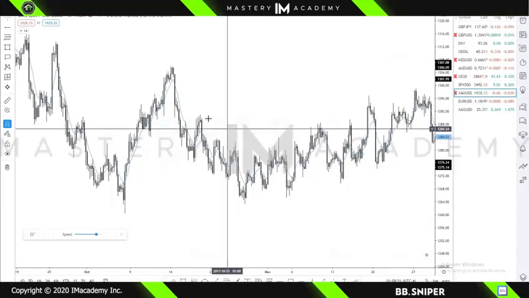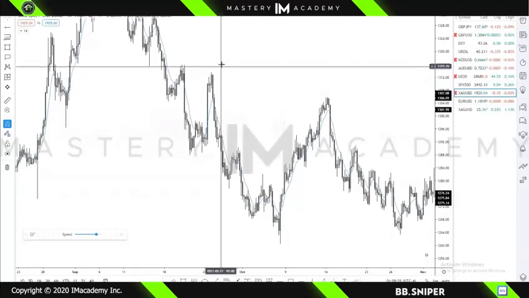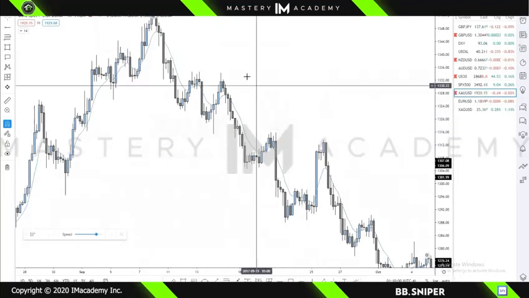That was a pretty nice one there for a retracement move. Cool.